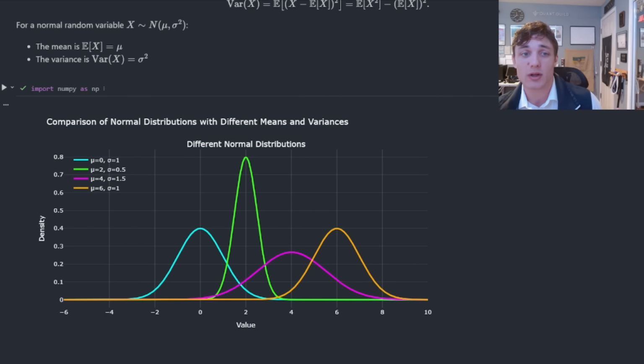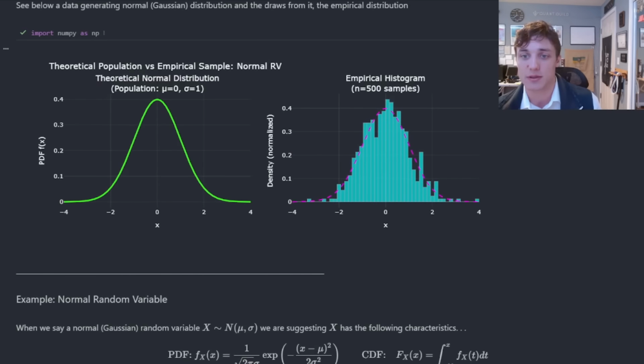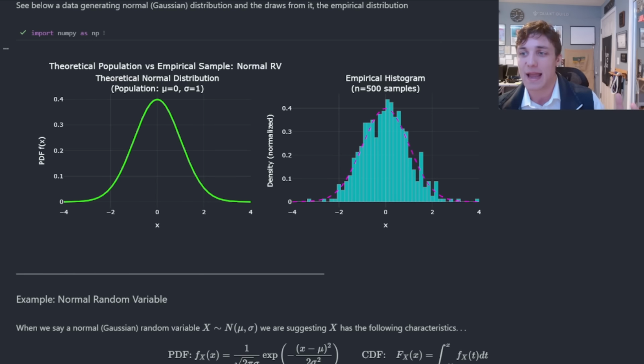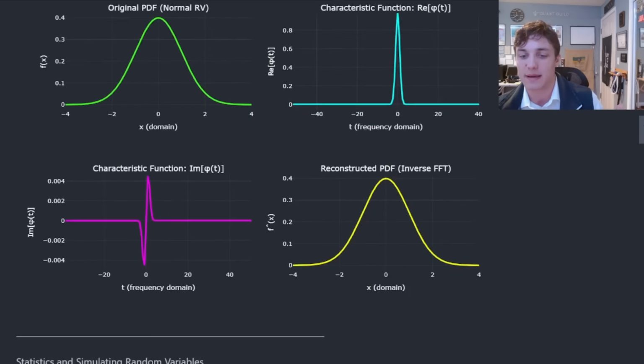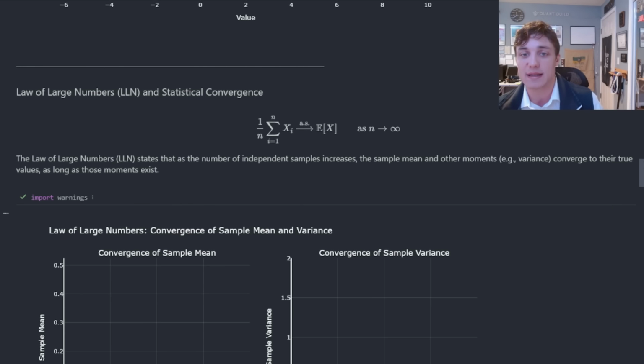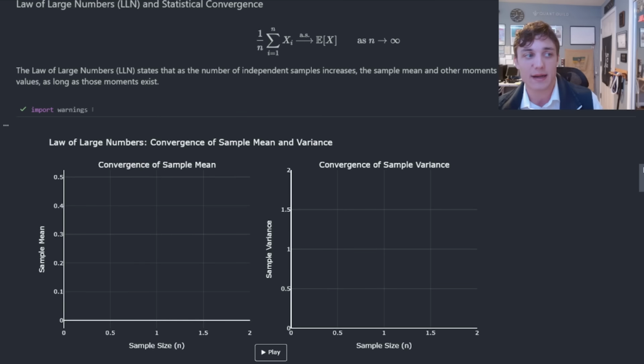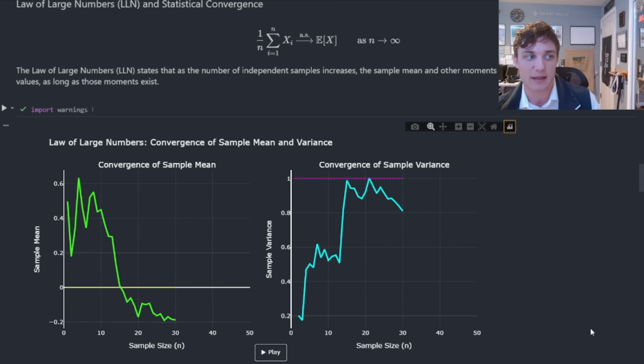Keep in mind, here we're looking at the mean and variance of the data generating distribution. These are population distributions. We're actually going to observe draws that look like this histogram. What's the relationship between the population mean and variance and the empirical mean and variance? Well, this gets into the idea of the law of large numbers. And I have a great animation here to explain exactly what's going on.